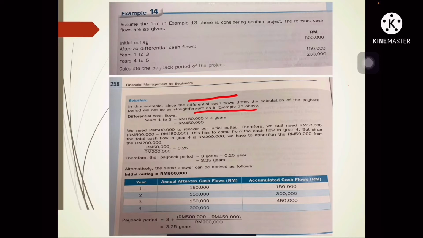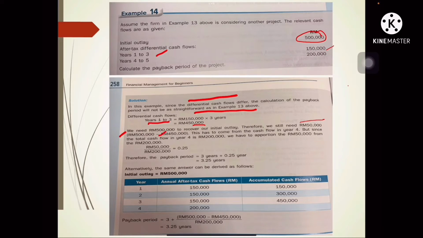What we have to do now is calculate the cash inflows for the 3 years. Year 1 to year 3, 150k each, is 450,000 in total, and our initial outlay is actually 500,000. So we need 500,000 to recover our initial outlay, so we still need the 50,000. How to get the 50,000? The initial outlay of 500,000 minus the 450,000 for the cash inflows.